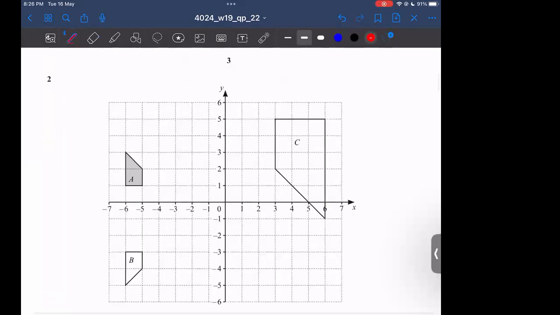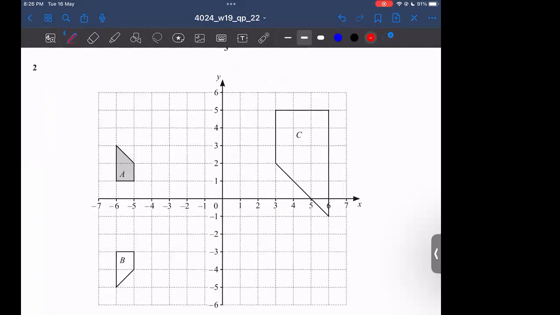You can join the corresponding lines. See, I'm joining these two lines, corresponding points. Let's just join these two corresponding points, right? So we have got this one here.